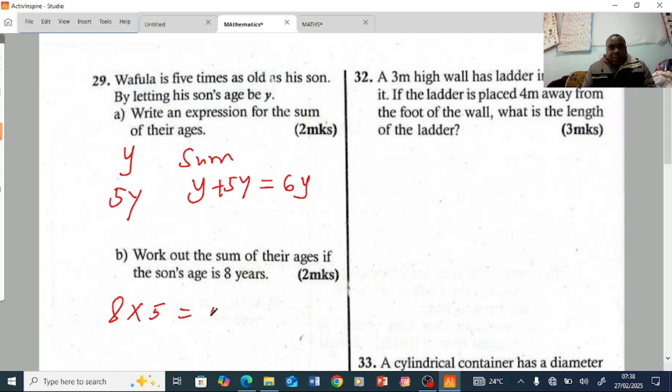So the father will be 40 years, and the son will be 8 years. You add, because it is the son, and the total of their ages will be 48 years. The total will be 48 years.